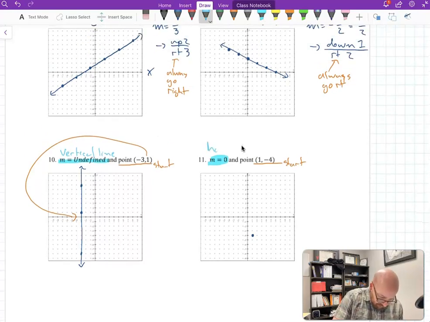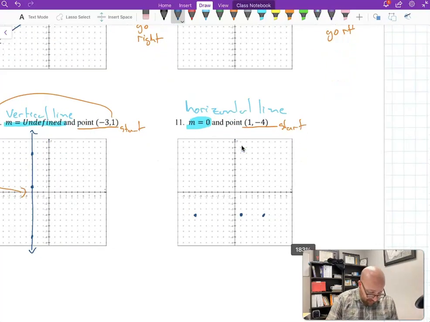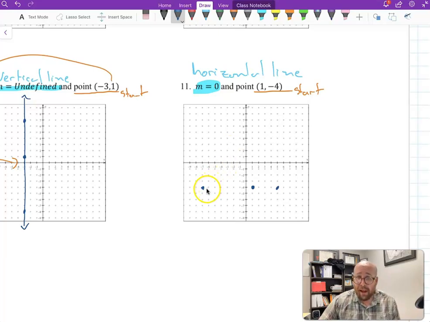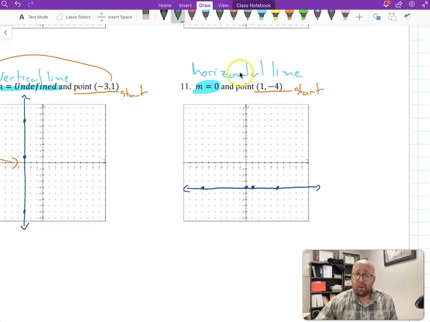This is a horizontal line. So what does a horizontal line look like? Well, it could have this additional point. It could have this additional point. The point is that it's a line that's going through the y-intercept at -4. And there is the graph of our line with 0 slope through the point (1, -4).